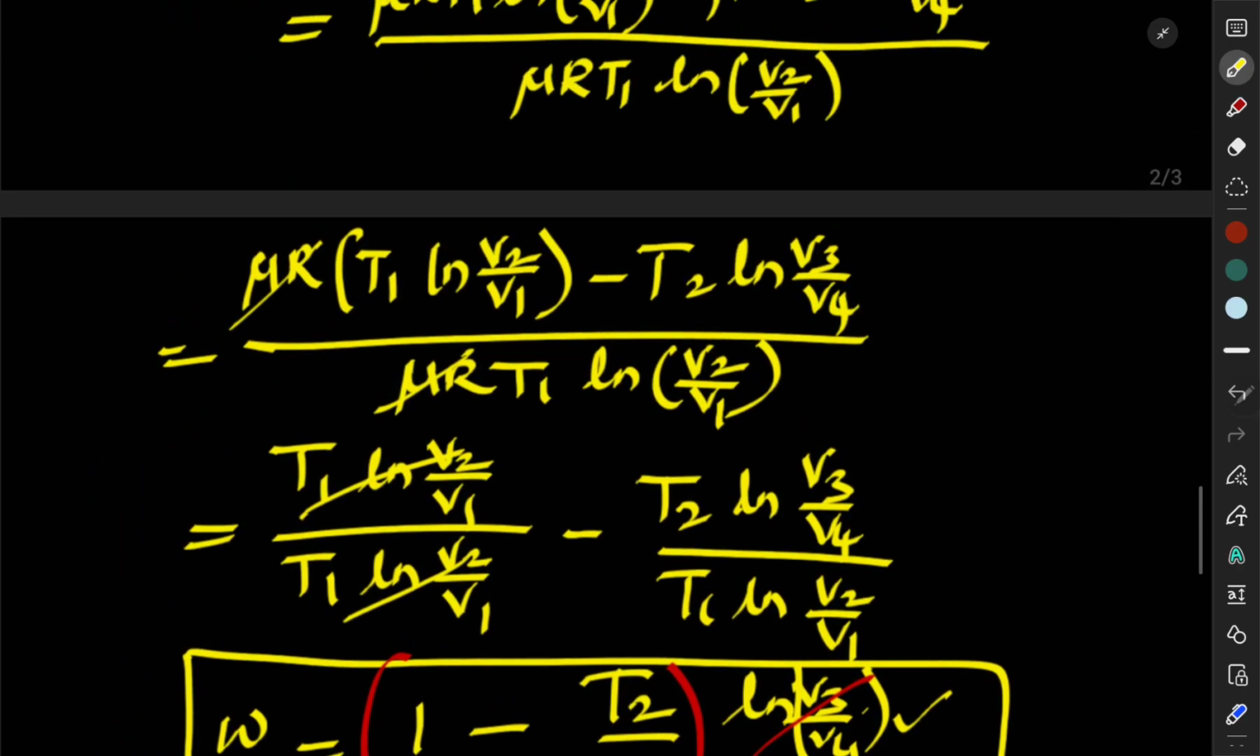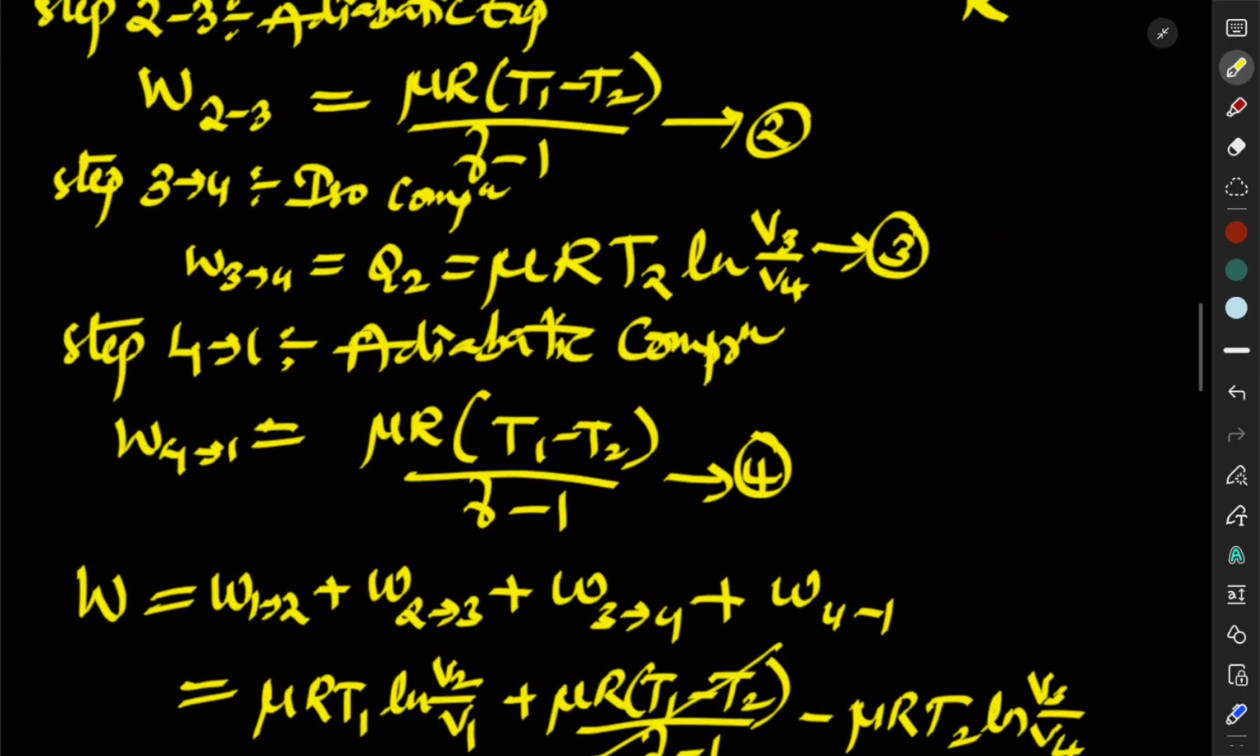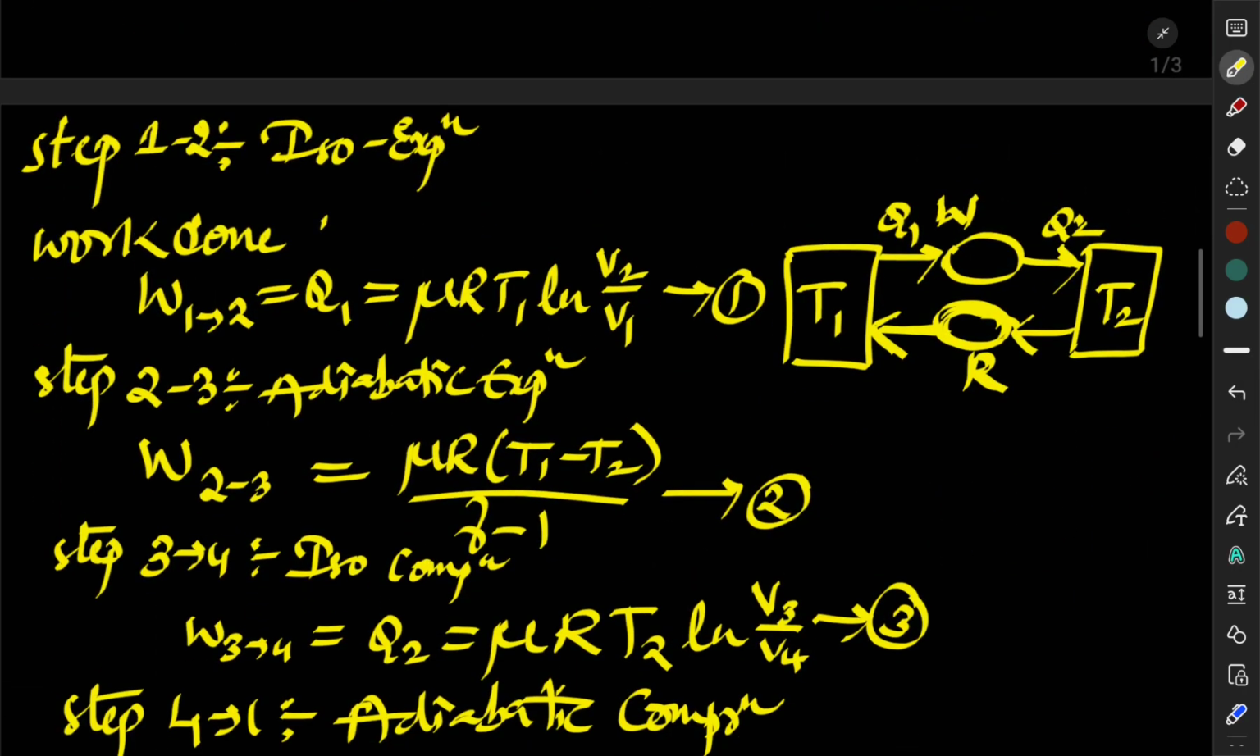As I have shown you in the diagram, we have a hot reservoir here and a cold reservoir here. The hot reservoir is working at temperature T1 and the cold reservoir is working at temperature T2. Q1 heat is absorbed from the hot reservoir and released to the cold reservoir in the form of heat after some work is done.